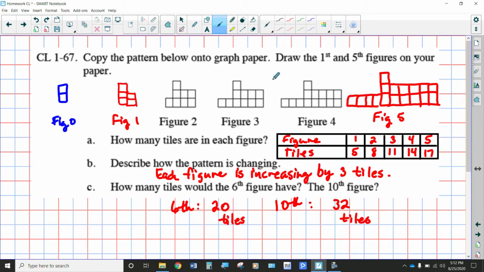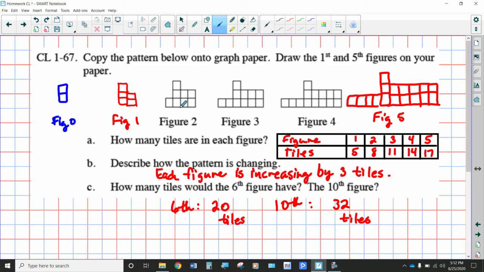Here, I'm going to tell you this is not going to be on the chapter test. It's on the study guide. It's on the homework. It's a good preview for what we're going to be doing, I believe, in chapter 3. But I'm not going to test you on this. You've got a long way to go. So draw figure 1 and figure 5.